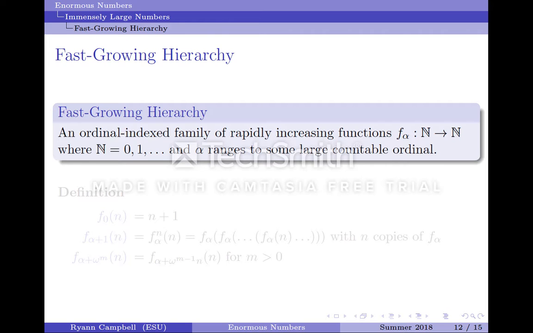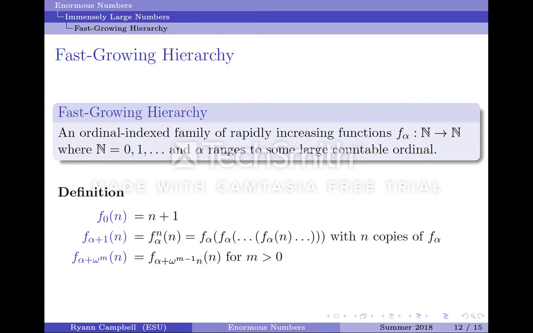Okay. The fast-growing hierarchy is an ordinal-indexed family of rapidly increasing functions. So alpha, the index on F, is an ordinal. So alpha can be some natural number or a large countable ordinal. So we can get all the way up to omegas. So we have the function from the natural numbers to the natural numbers, and here is the definition of the fast-growing hierarchy. Okay, so F naught of n equals n plus 1.